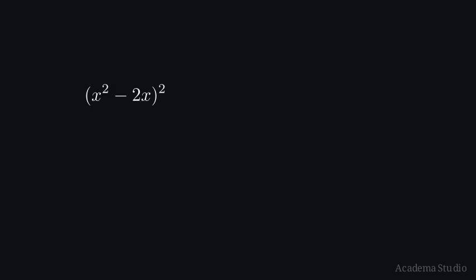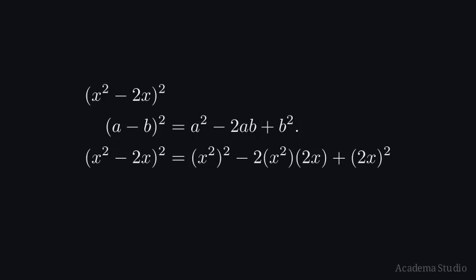Group the like terms. x squared minus 2x, to the power of 2. a minus b to the power of 2 equals a squared minus 2ab plus b squared. So x squared minus 2x to the power of 2 equals x squared to the power of 2, minus 2 times x squared times 2x, plus 2x to the power of 2. So this simplifies to equals x to the power of 4 minus 4x to the power of 3 plus 4x to the power of 2.